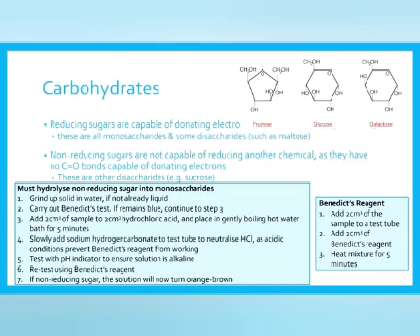We're then going to have to retest this new solution using Benedict's reagent. If a non-reducing sugar is present, the solution will now turn orange-brown. If it doesn't, then neither a reducing nor a non-reducing sugar must be present. And I've summed up the reducing sugar test, the Benedict's reagent test, just here again.